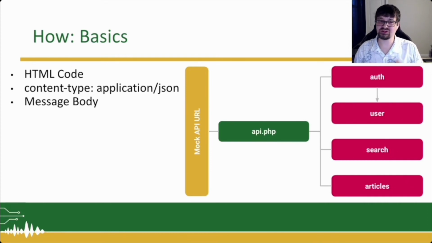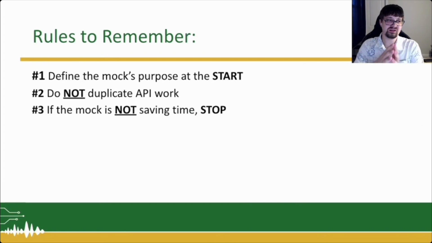And that's why I really talk about these rules for me. It really boils down to define the purpose, right? Figure out what you're really wanting to achieve with it, and then make sure you're not duplicating the work of what your real API would do.